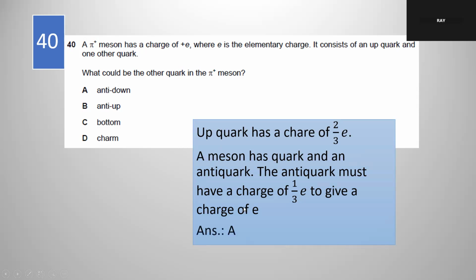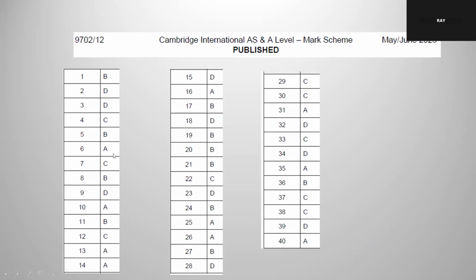So A, anti down. Okay, down is minus 1/3 e. So anti down is plus 1/3 e. That's the answer.